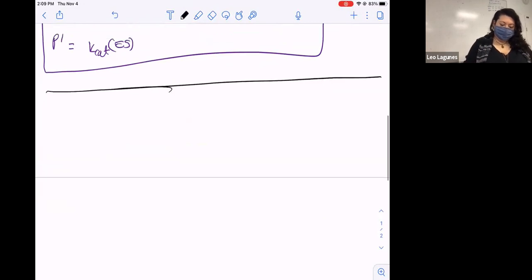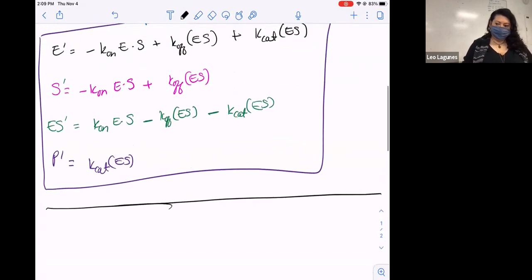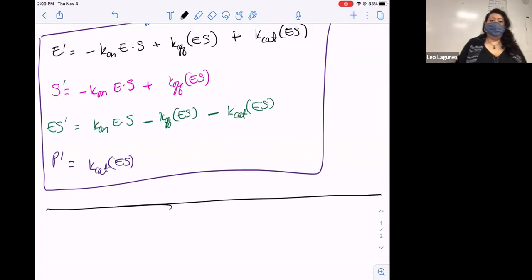All right, so I'm just going to copy. Okay, so we have the equations right here. If we wanted to derive the famous Michaelis-Menten equation ourselves, we would have to make a few assumptions. The first one is that we have a steady state for the complex.